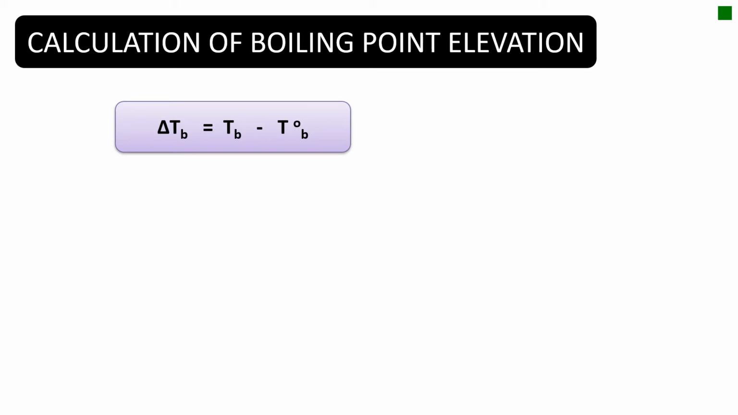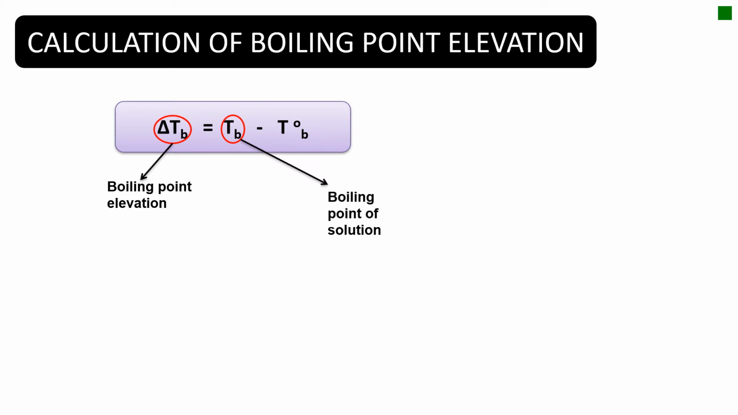So how do you find the boiling point elevation? If the value of the boiling point of the solution is given and the value of the boiling point of the solvent is given, you just calculate the difference, which means that delta Tb equals Tb minus T naught b, where delta Tb is the boiling point elevation, Tb is the boiling point of the solution, and T naught b is the boiling point of the pure solvent.